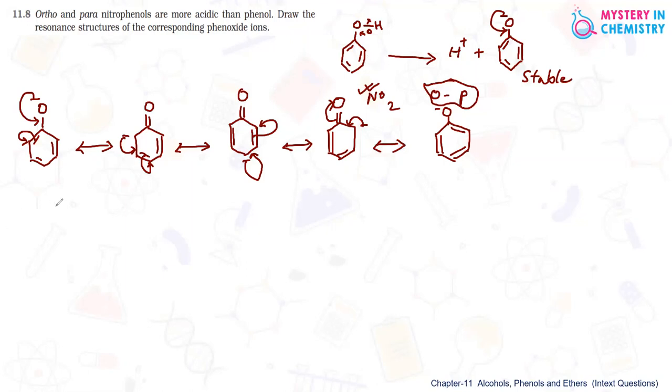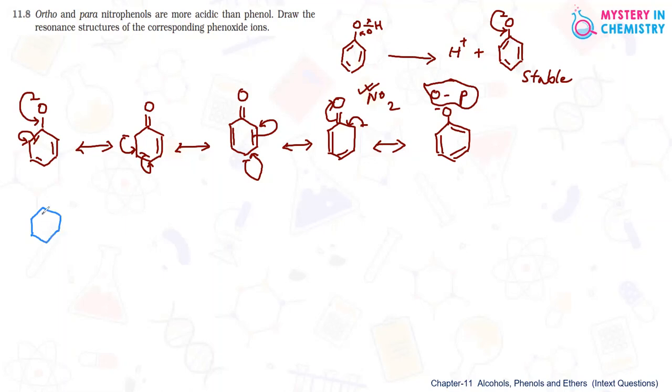Now, what happens when the nitro group is present at ortho position? So, I said any electron withdrawing group will further increase the acidic property, and just see what happens when the nitro group is present at ortho position, which phenoxide ion will be more stable.